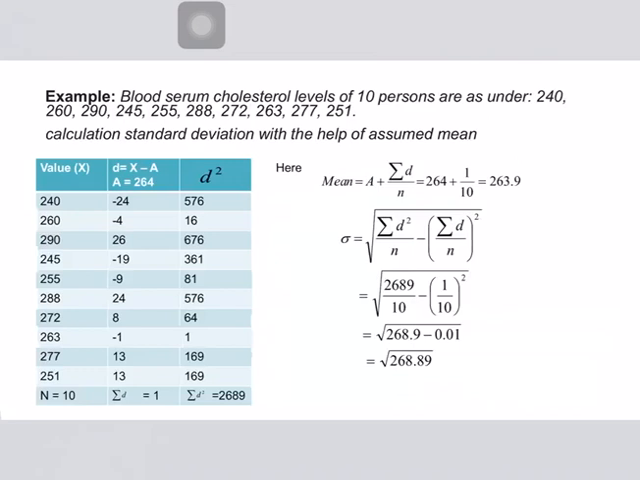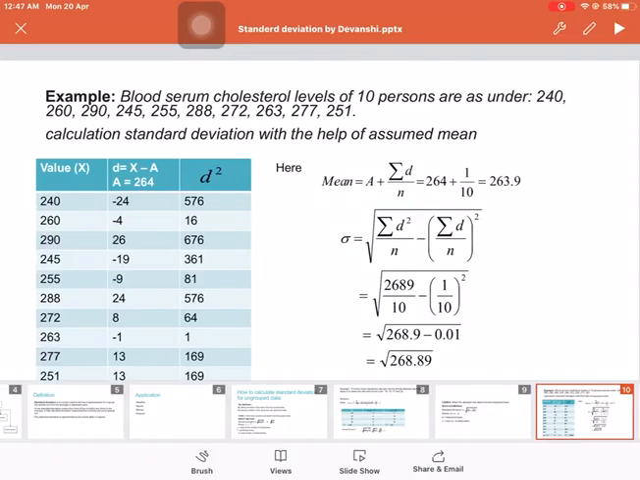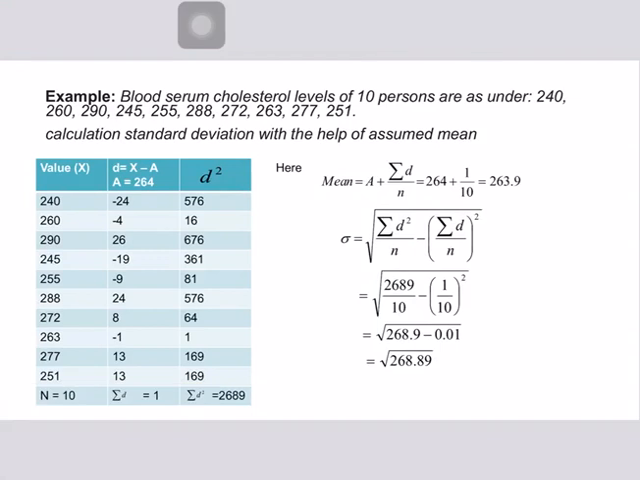Now calculate the square of deviation and we can find summation d square equal to 2689. Let's put the value in the formula and we can see that sigma equal to 16.4.